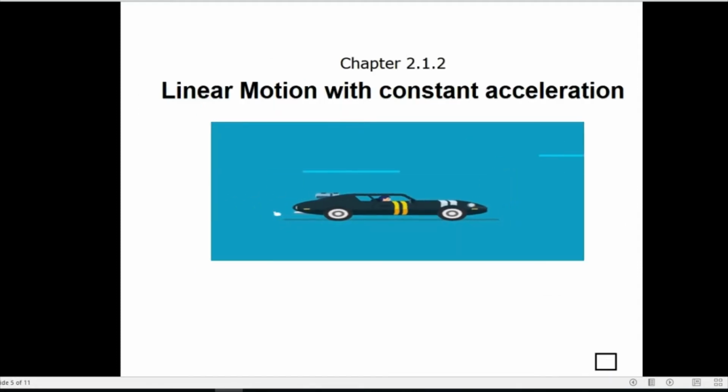Next, we're going to learn about linear motion with constant acceleration. In this simulation, we see a car which is speeding, then suddenly sees a traffic light go red, so the car brakes. The velocity changes from a certain velocity to zero, and then goes back to accelerating from zero velocity to a certain velocity. That means those two situations involve constant acceleration.